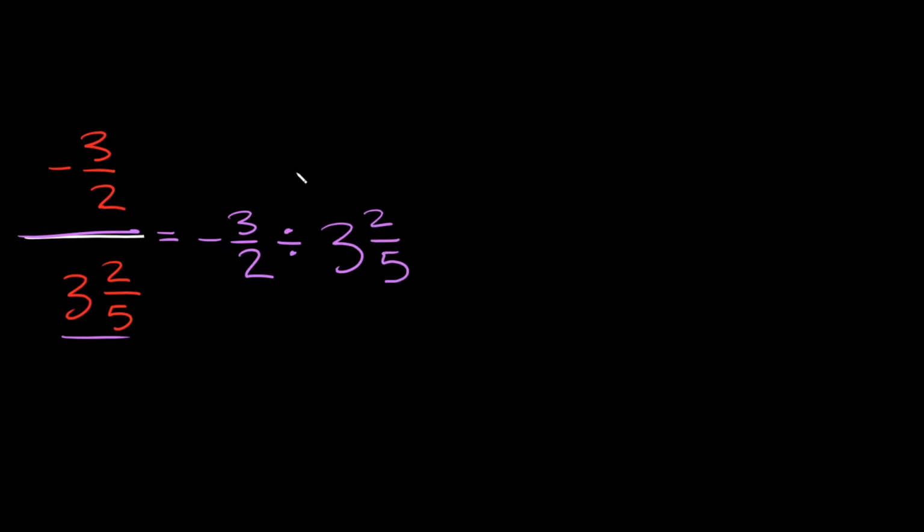Okay, so here we have a fraction divided by a mixed number. But again, we have to change this mixed number into an improper fraction. So how do you change 3 2/5 into an improper fraction? Well, again, we're going to use our little shortcut. So we're just going to multiply these two numbers together and then add that one at the end. So what's 5 times 3? That's 15, right? 15 plus 2 is equal to 17.